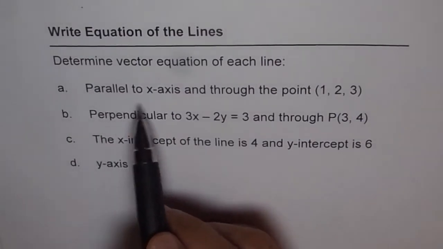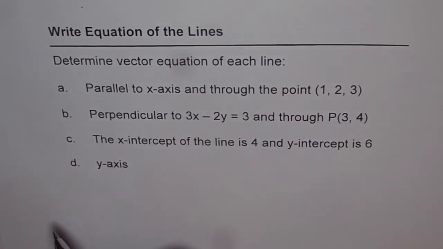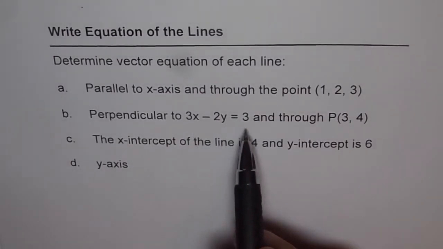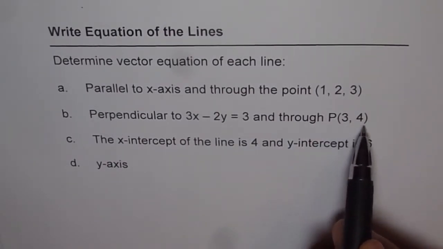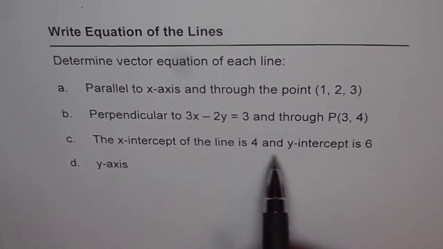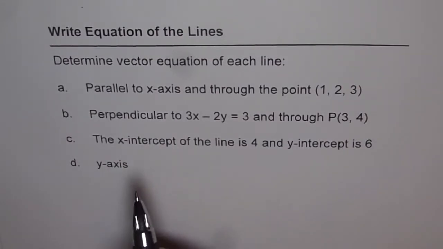A. Parallel to x-axis and through the point 1, 2, 3. Second, perpendicular to 3x minus 2y equals 3 and through P, a point which is 3, 4. C is the x-intercept of the line is 4 and the y-intercept is 6. And vector equation of your line which is y-axis. So you can pause the video, answer the questions, and then look for my suggestions for this test problem.